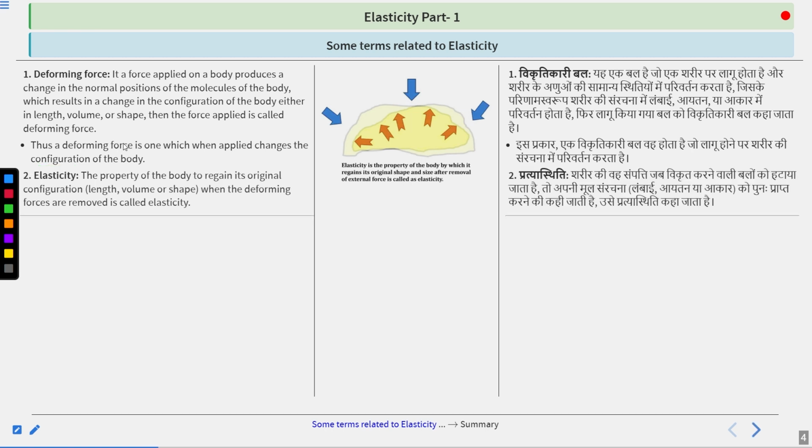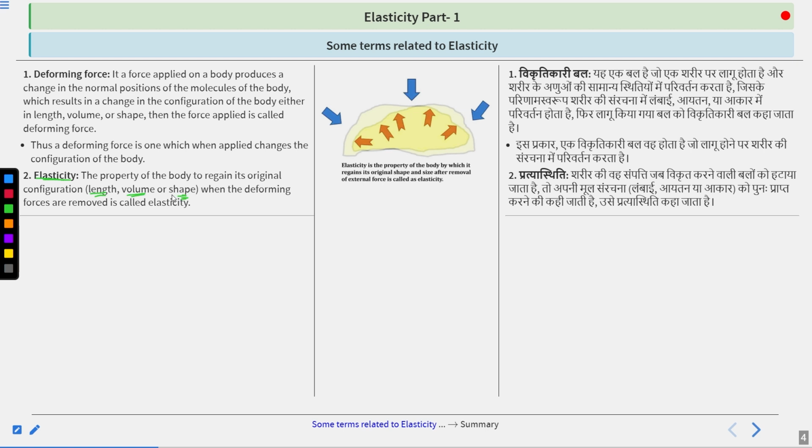Now, elasticity. Actually, the property of a body to regain its original configuration, whether in terms of length, volume, or shape, when the deforming force is removed is called elasticity. Like the circular ball that you had: when you put a force on it with the help of your hand, you are changing its original configuration in terms of length, volume, or shape.